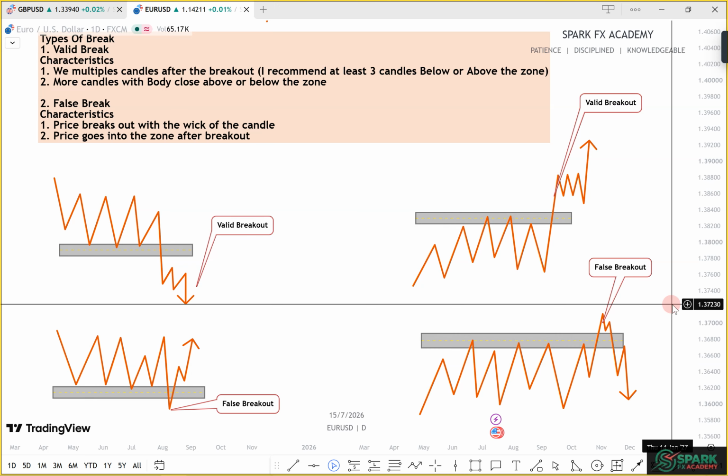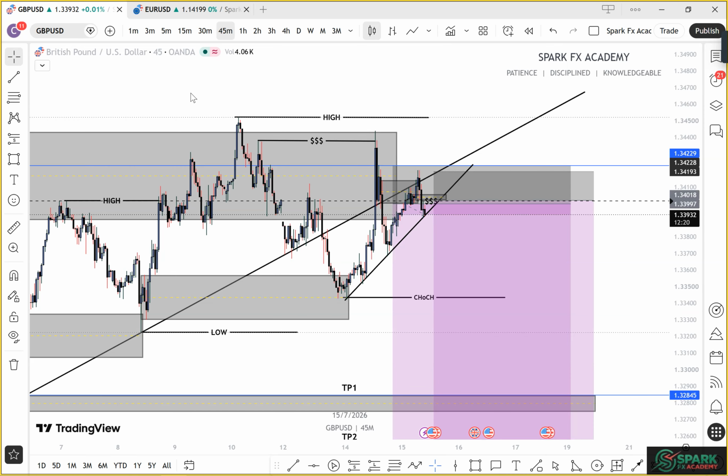So let's dive into the live chart and let's do some practice. Okay, so let's go to the live chart. So let's take GBP USD. I don't know why I love this pair, GBP USD. So let's take GBP USD for example.